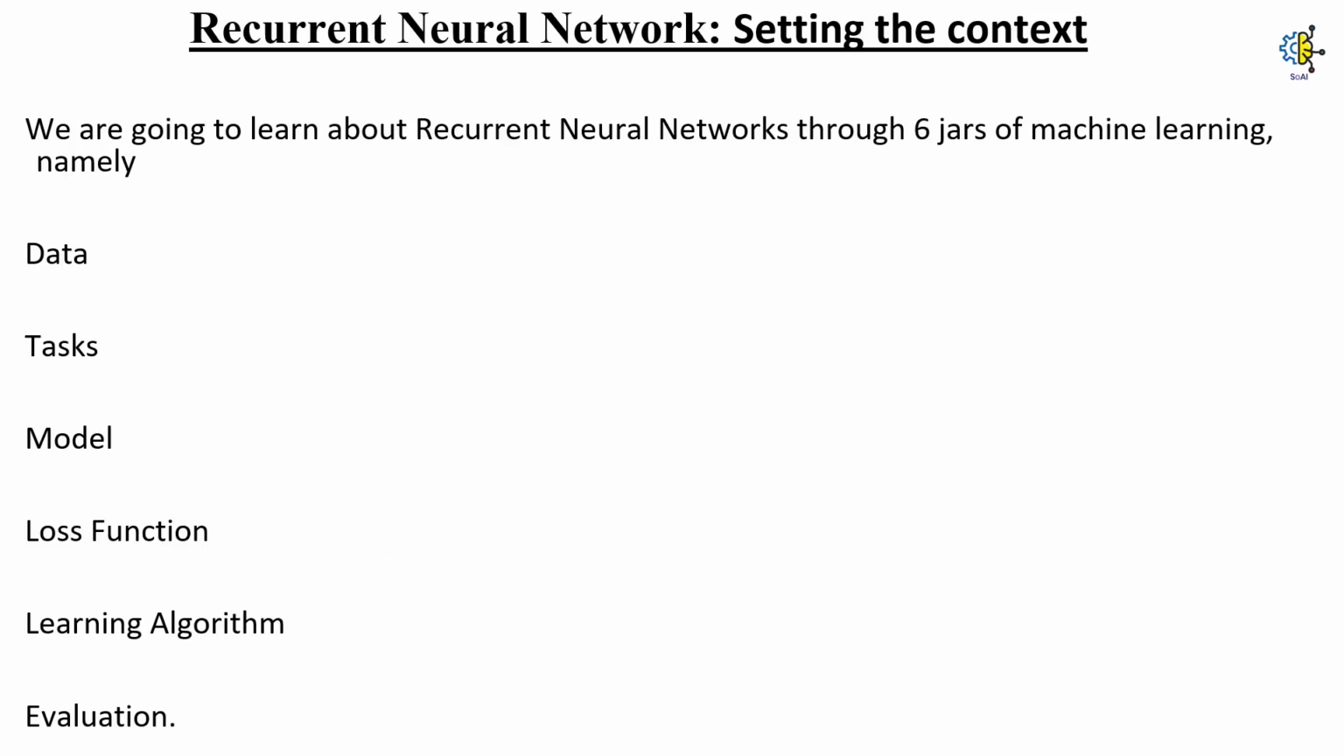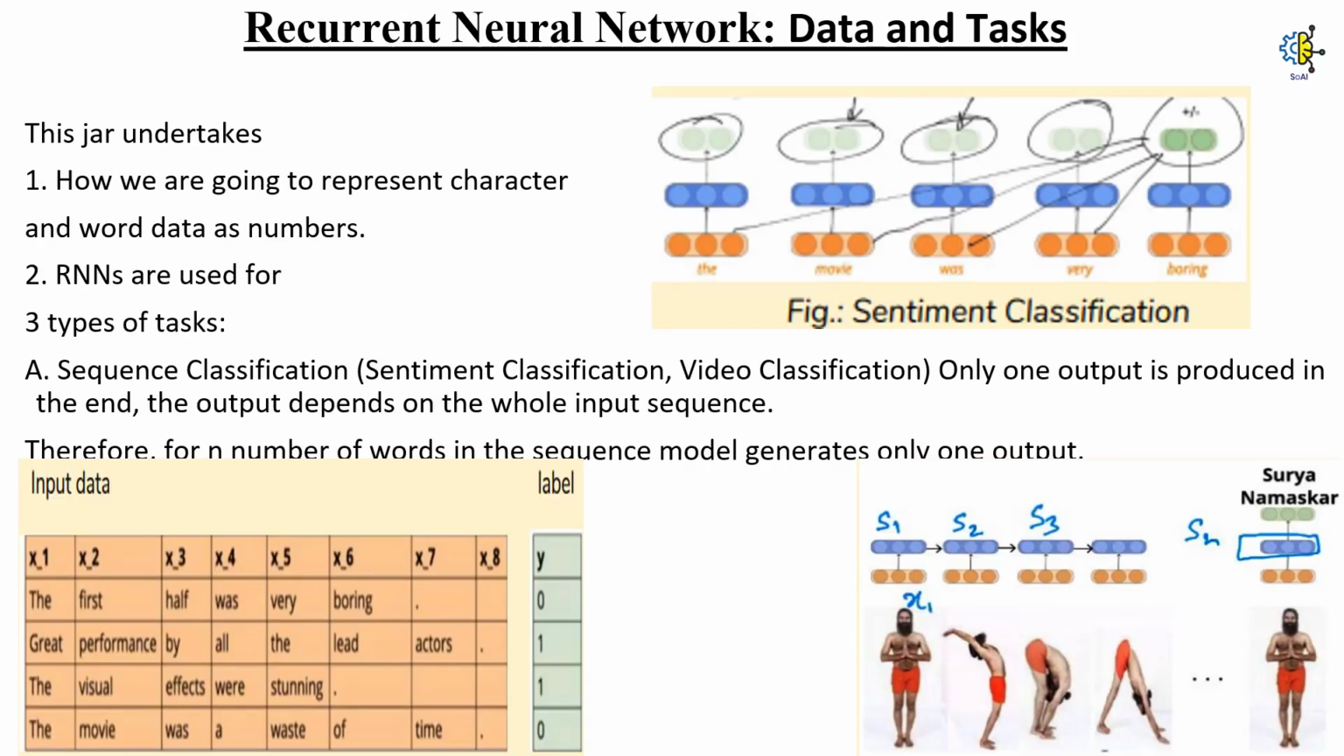Let's start. Recurrent Neural Network, setting the context. We are going to learn about recurrent neural networks through 6 hours of machine learning, namely data, tasks, model, loss function, learning algorithm, and evaluation. Data and task. This jar undertakes how we are going to represent character and word data as numbers.